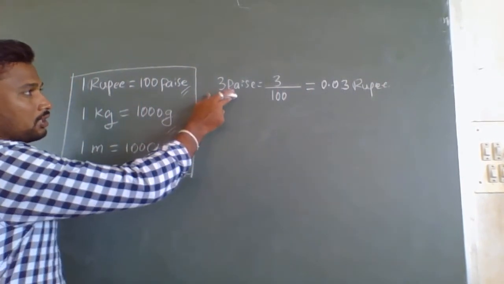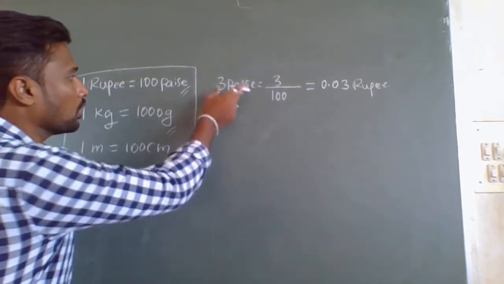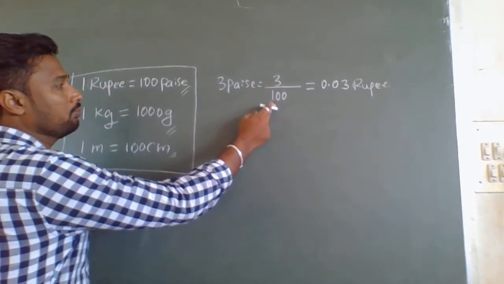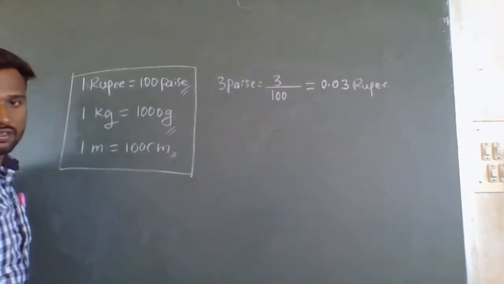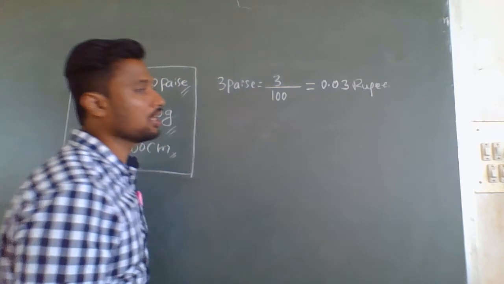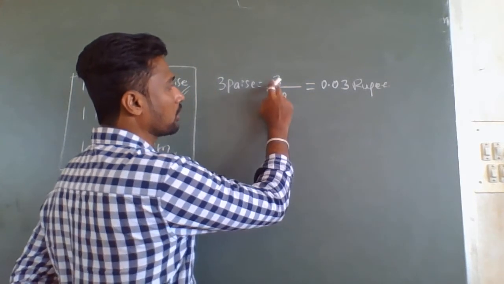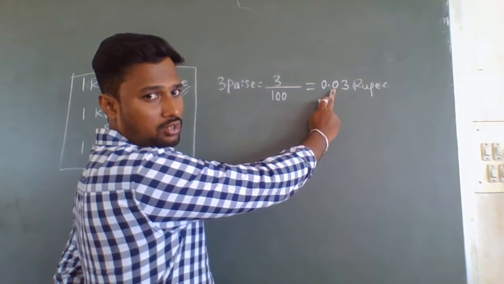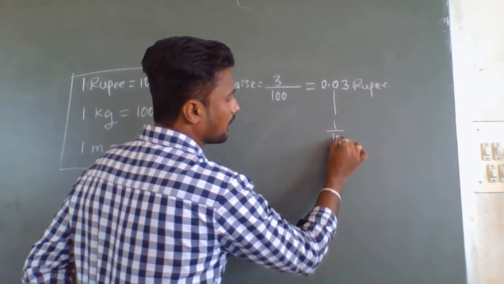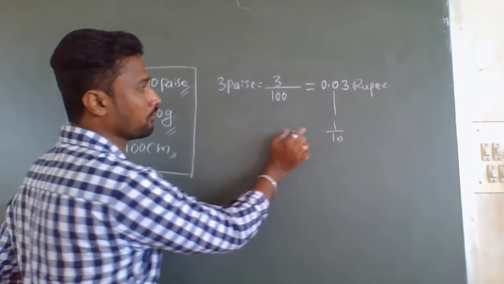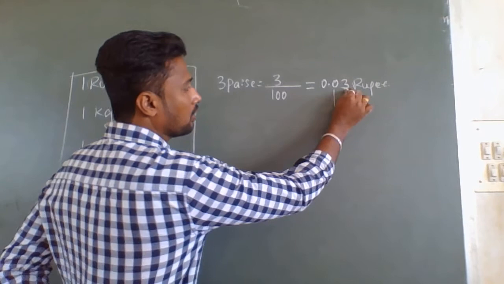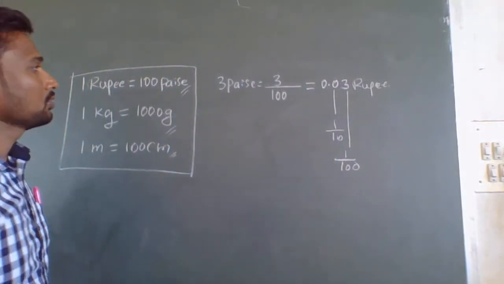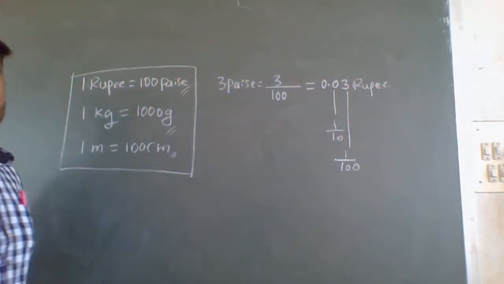See here carefully what they have given: they are converting 3 paise to rupees format. How to convert that? We know that 1 rupee is equal to 100 paise, so 3 by 100. And we should write this 3 by 100 in decimal number format. First I will write 0 and then the decimal point. What is the first position after the decimal point? 1 by 10th position, but here we have the 1 by 100th position, therefore in the 1 by 10th position we write 0, and the next position is the 1 by 100th position. At the 1 by 100th position we write 3. So 3 paise equals 0.03 rupee. This is how to convert.